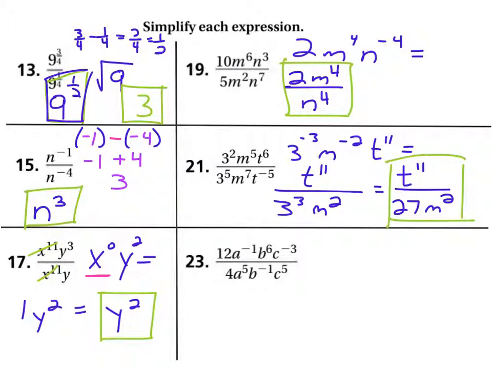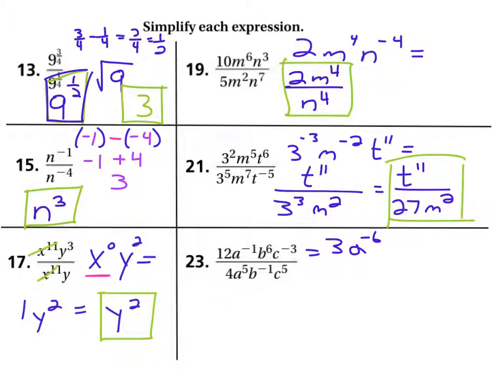Okay, last one. We're going to do the same thing here. We're going to deal with the coefficients first, and we get 12 divided by 4. That's 3. Let's erase those. Deal with the a's next. A to the negative 1 over a to the fifth. Negative 1 minus 5 is negative 6. A to the negative 6.